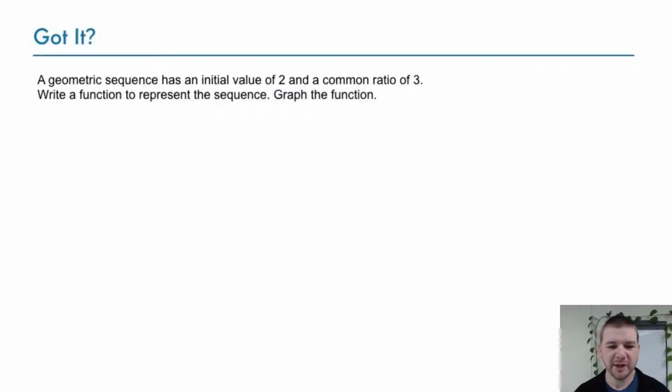Your turn. A geometric sequence has an initial value of 2 and a common ratio of 3. Write a function to represent the sequence. Graph the function.